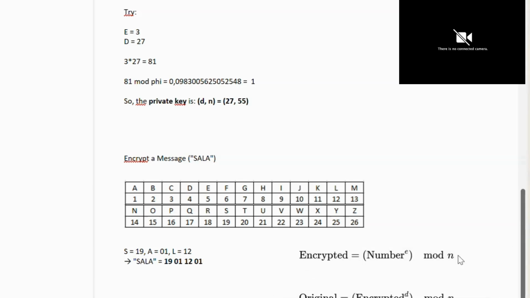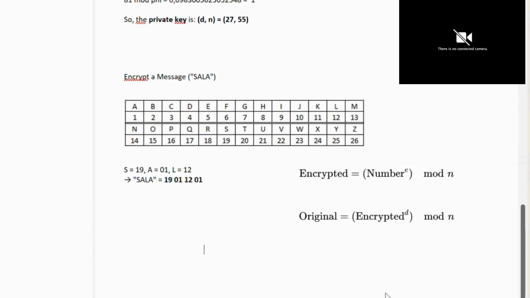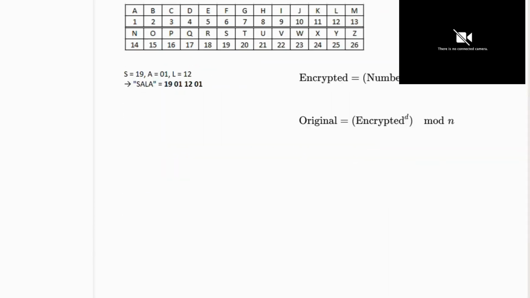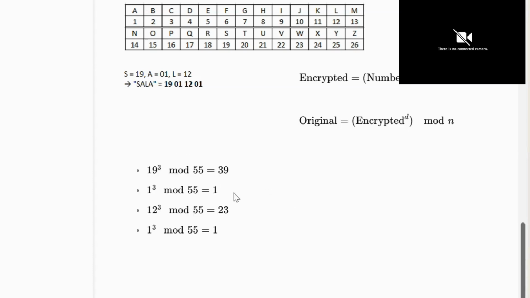The first one is the formula to encrypt our message. Let's start with our encryption. Let me just paste it here and then I'll explain. As you can see, we take every number, or every letter, and raise it to the power of 3, because this is our encryption number.